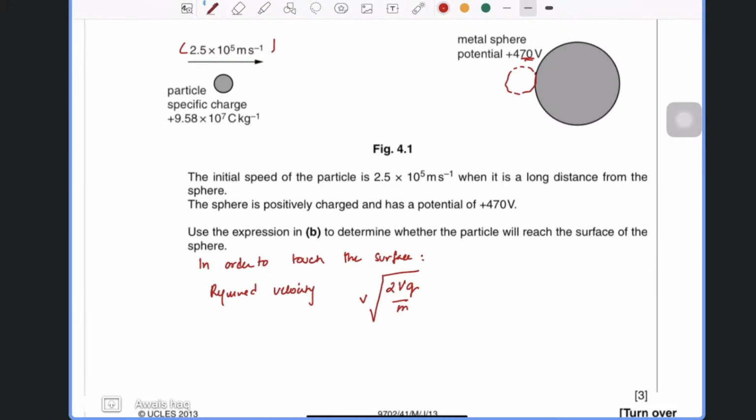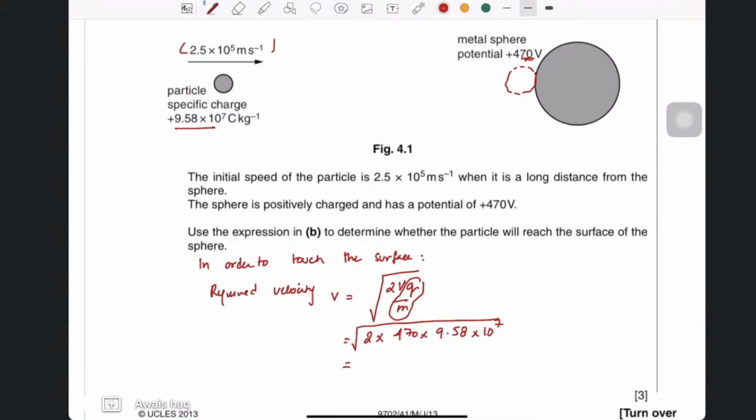Sorry, I had to write V here. Okay. So 2 times the potential that we are trying to reach, which is 470, and the charge over mass is given, which is this value. We're going to write 9.58 times 10 raised to 7 and take the root of it. What you get then is 3.0 times 10 raised to power 5, 3.0 times 10 raised to 5 meters per second.